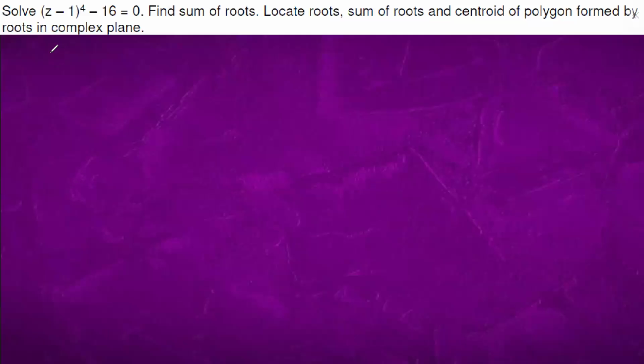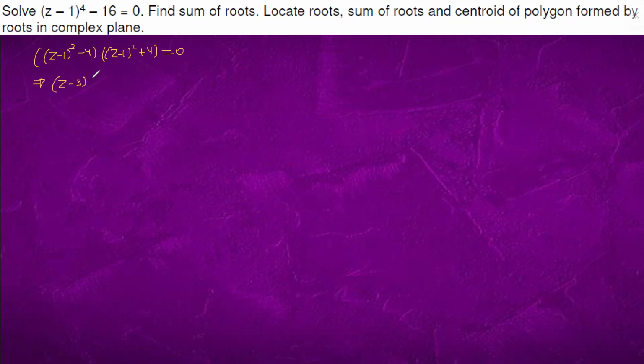So the above equation could be written as a square minus b square, (a minus b) into (a plus b) equals 0. This could be further written as (a minus b) into (a plus b).